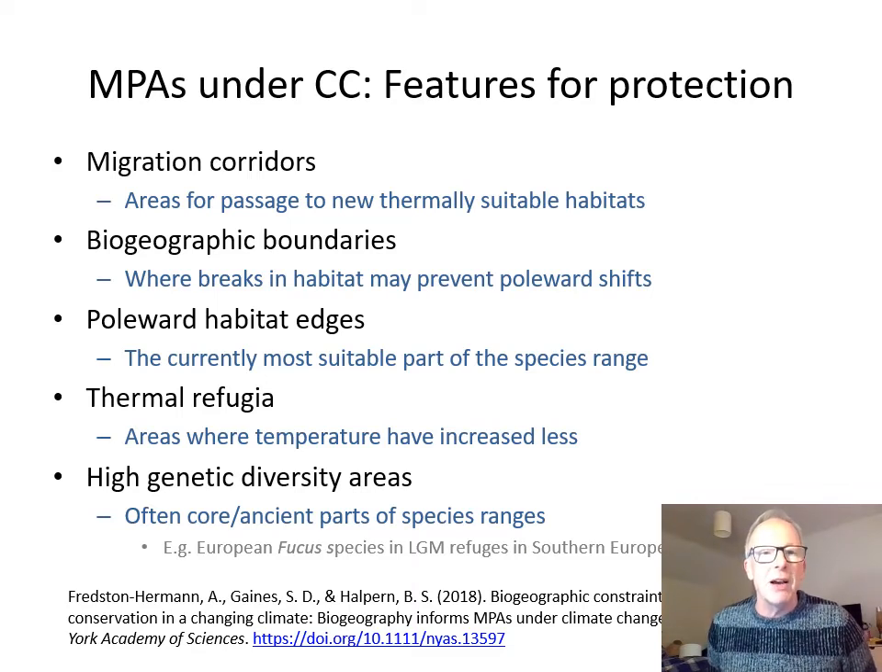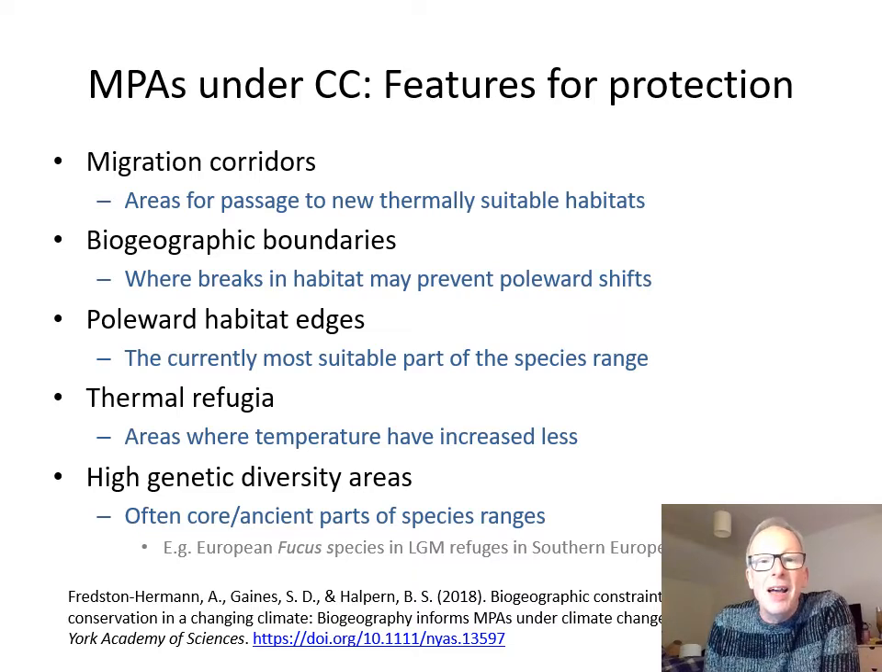Running through these, the idea that migration corridors might be needed to allow species that are changing their distributions passage through to new thermally suitable habitats. Maybe it will also be worth focusing efforts on biogeographic boundaries where breaks in habitats might prevent poleward extension. So if we want to protect that species, we better look after it in the last place that it could possibly be.